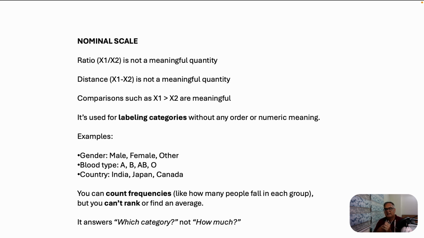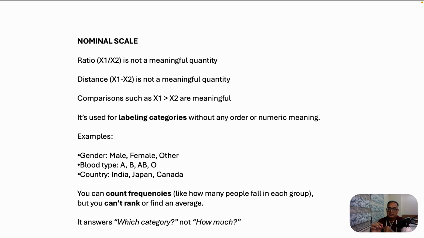The last level is the nominal level. Ratio is not meaningful, distance is not meaningful, and comparisons are not meaningful. It's wrongly written here. Comparisons are not meaningful. None of these qualities exist in a nominal scale. There is only a label.